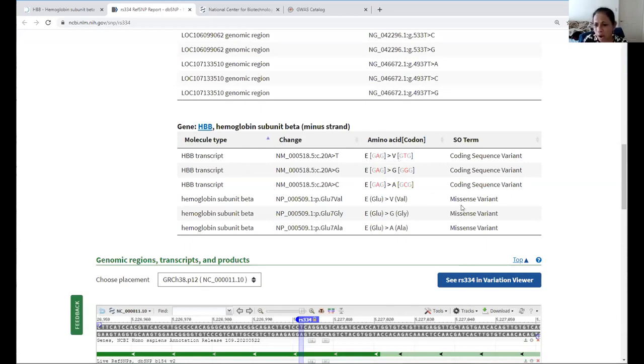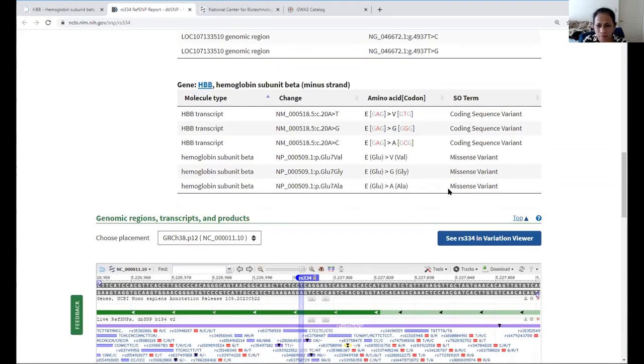Anytime an amino acid is changed because of the result of a SNP, it is called a missense variant. Missense means that there is a change in the underlying amino acid that changes the protein and it changes the structure. So now this is another view.